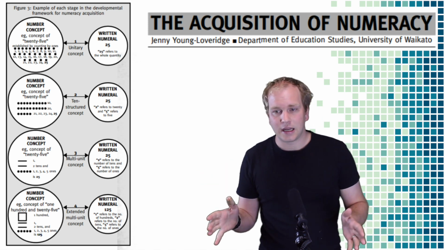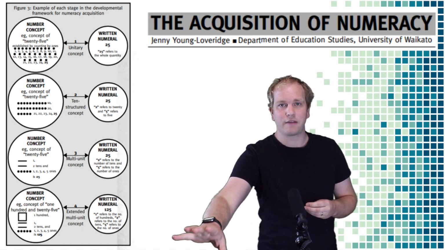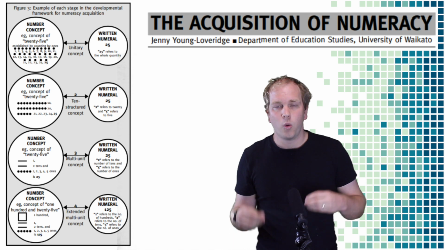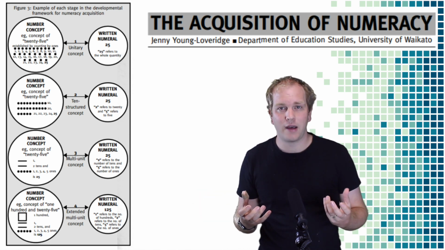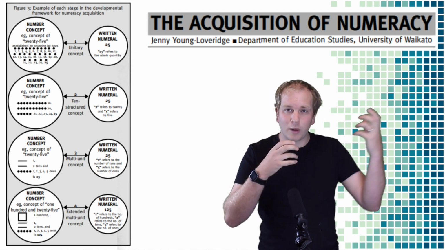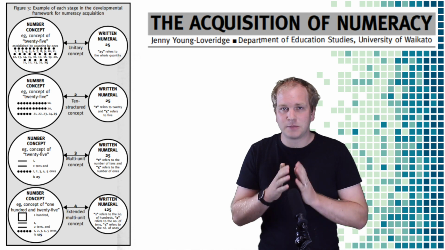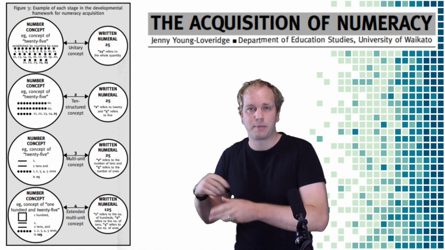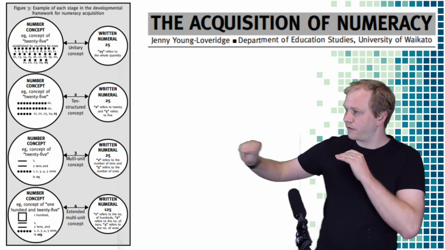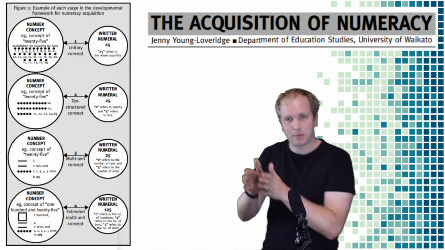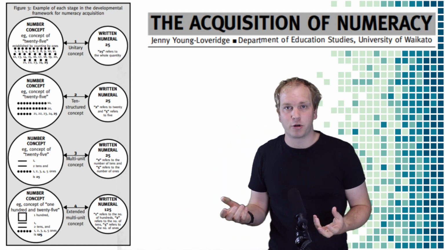So the first stage is called the unitary concept of number. The example here is the number 25. When students are stuck in the unitary concept thinking of the number 25, they're purely trying to hold 25 individual objects in their mind. So every new number is basically just a new name to represent an ever-increasing quantity. Think of it as an infinite number line where every new number that comes across is a new number name that they've got to learn and memorize.